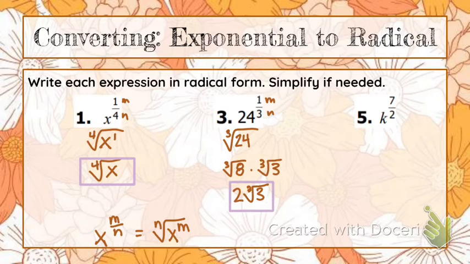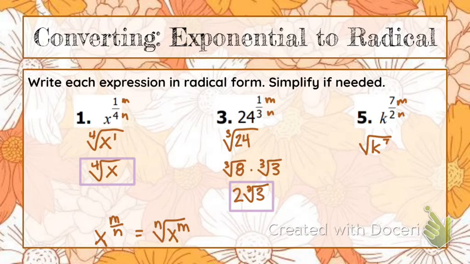Beautiful. Okay, number 5, k to the 7/2. So remember, this is m and this is n. This is the square root, and we don't have to write the 2 whenever it's a 2. We don't have to write the index when it's a 2. Square root of k to the 7th.